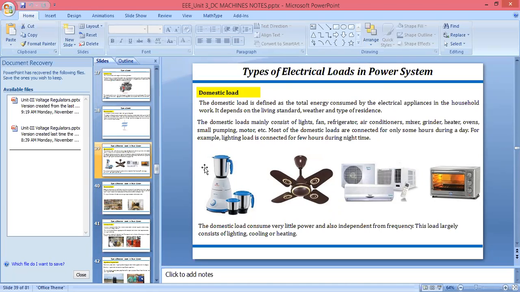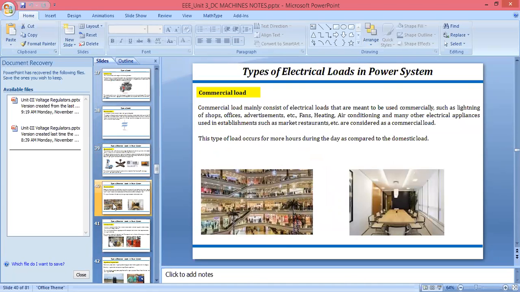Now we have to see about the commercial. If we are using any electrical devices for commercial purposes, if you see here, we are giving lighting to the shops. If you see the office structure, there are a number of chairs. Here also we are giving lots of lighting. It means we are using electrical loads that can be used for commercial purposes, in the shop, in offices.